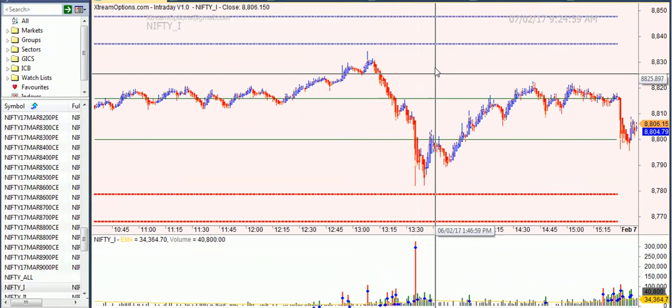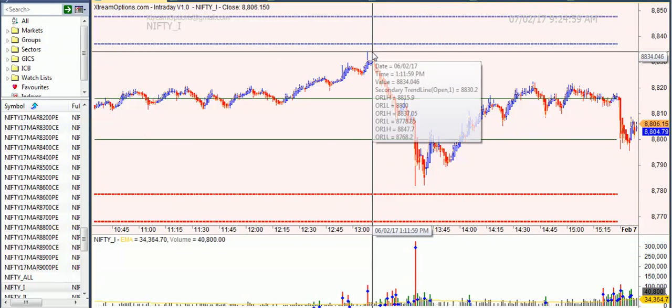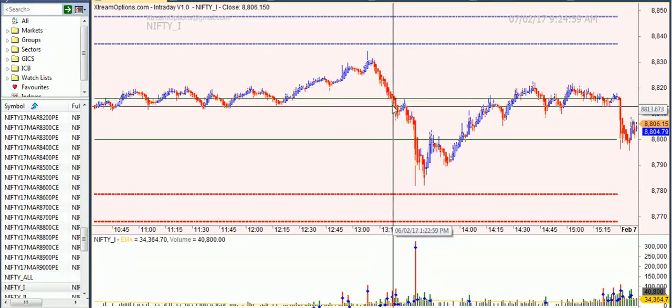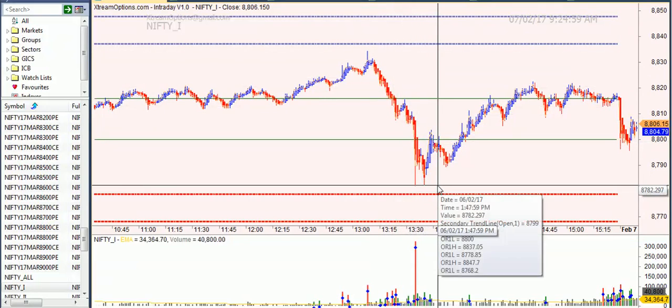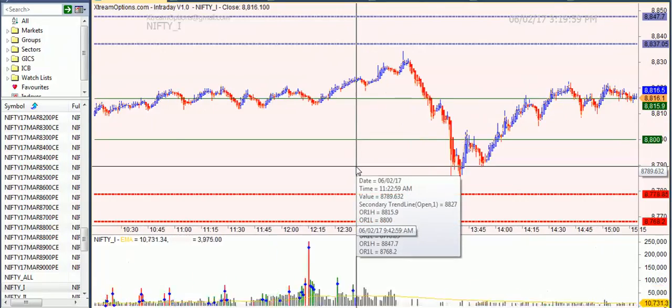So this is a day when it did not happen. I mean, it just was about to touch the resistance zone, didn't. Just about to touch the support zone, didn't do it. So no trade on this particular day.